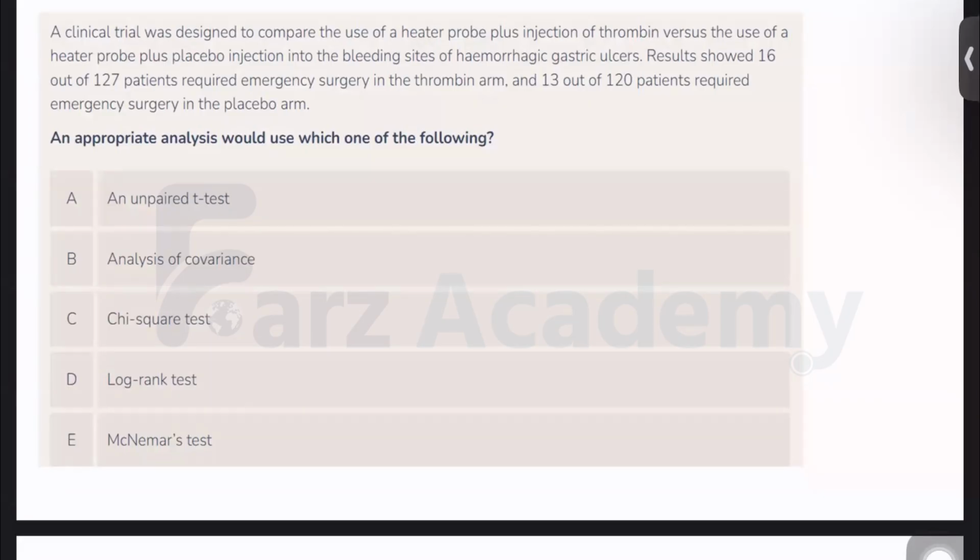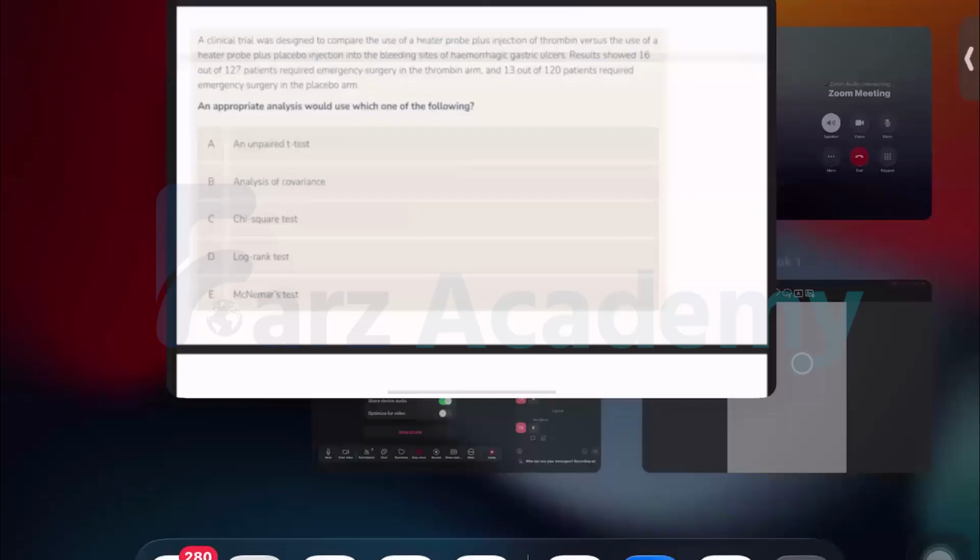Ma'am, the previous question, could you just explain the flow sheet one by one, ma'am? Again, I don't understand. Sorry. No issue. Okay, let me see the question once.